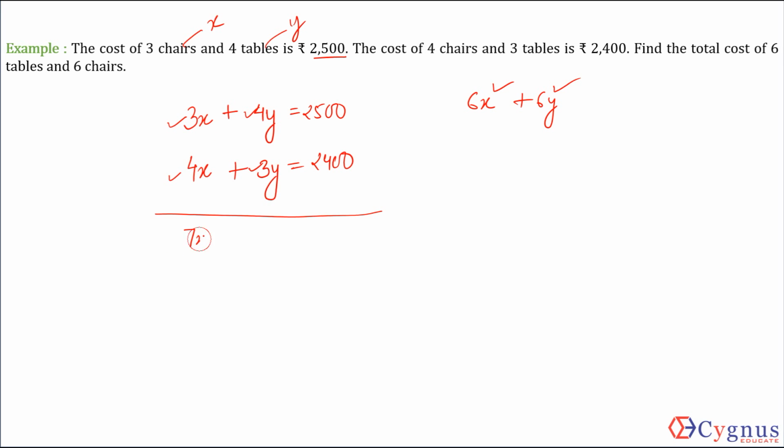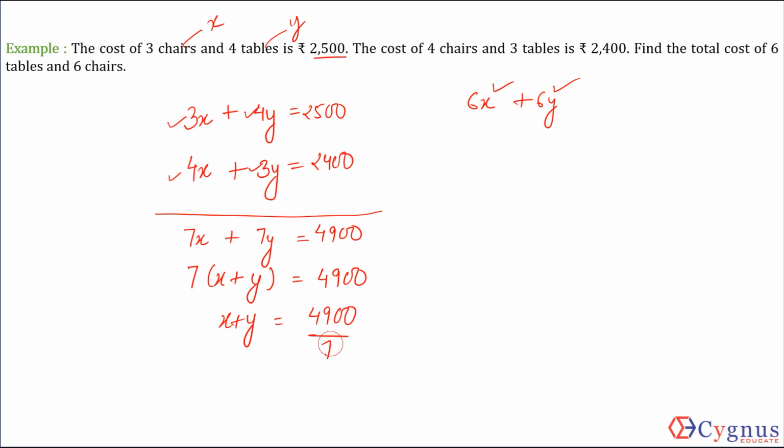When you add these two equations, you get 7x plus 7y is equal to 4900. Now what is common here? 7 is common. So what do you get? 7 times (x plus y) is equal to 4900. So the value of x plus y becomes 4900 by 7.